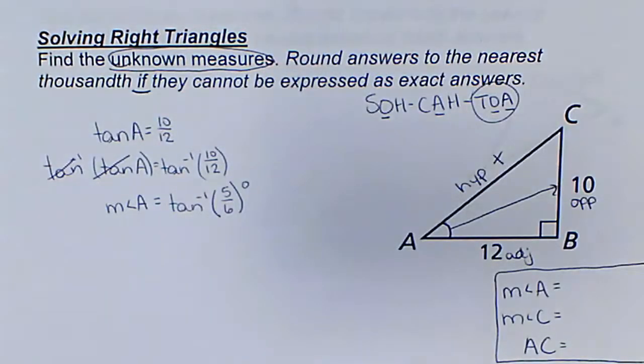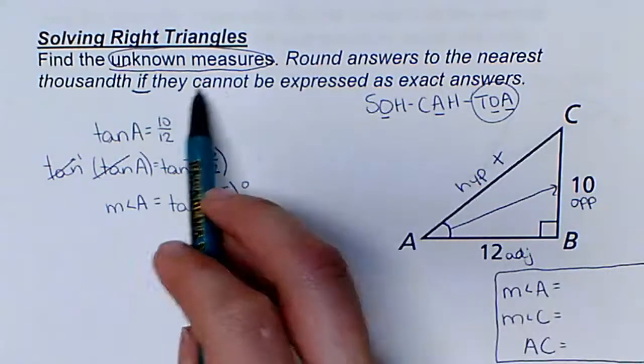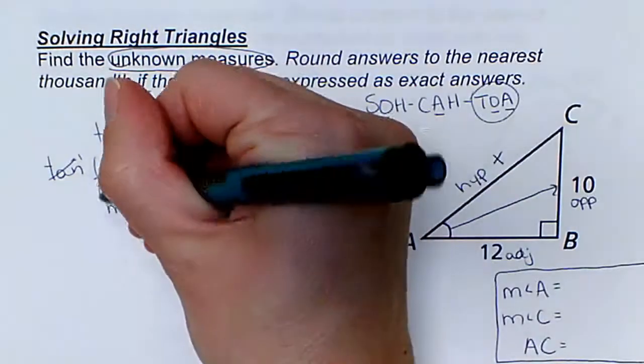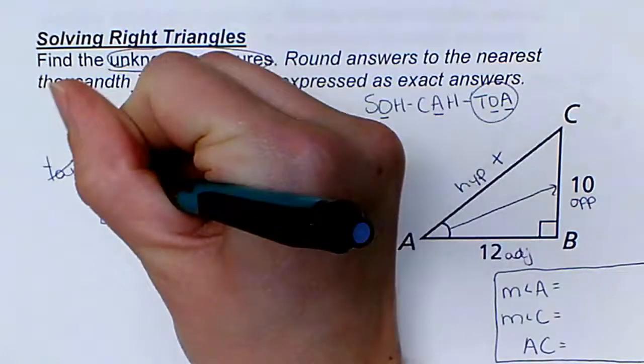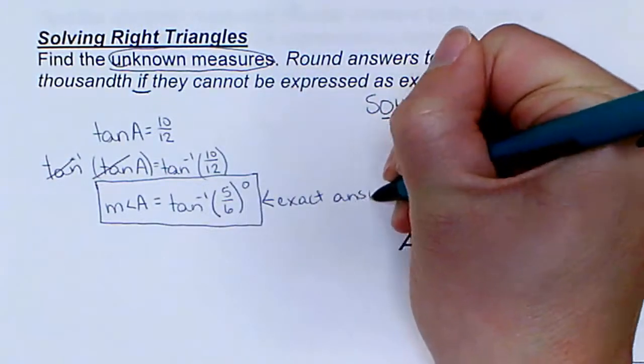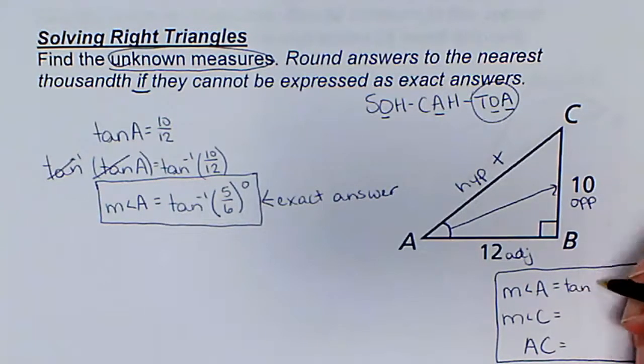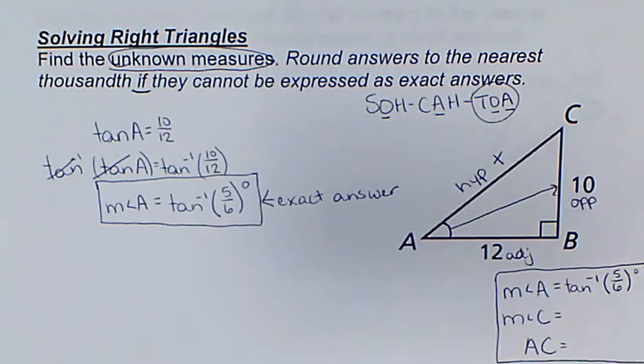Now, do I need to put this in the calculator and find a decimal approximation? No. It asks me to round my answers only if they cannot be expressed as exact answers, and it might not be nice and pretty, but it's not rounded, and it gives me the exact answer if I type it into a calculator or Desmos. So I found the measure of angle A. And give that here. Remembering that I'm measuring in degrees, so put your units in there.